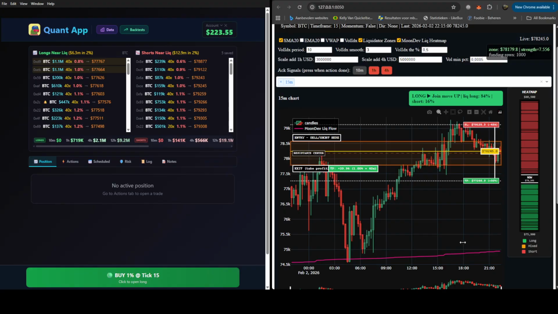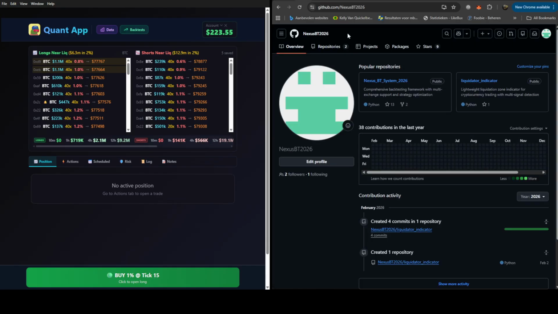So guys, this is a quick view of what you'll see in a minute. This is my BT Nexus BT 2026 GitHub, where you can find the Liquidator Indicator on GitHub, or you can get it on PyPI as a Liquidator Indicator package, which you can also pip install. You can find all documents with it. All documents are also here. And this is the Nexus BT system. I will tell you about it in the next video.